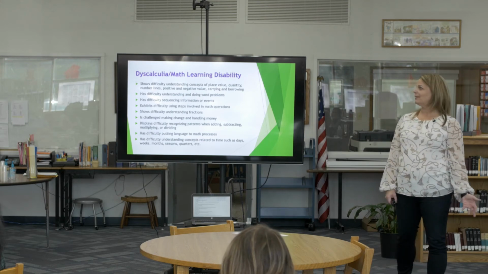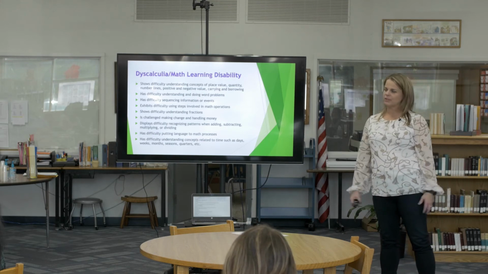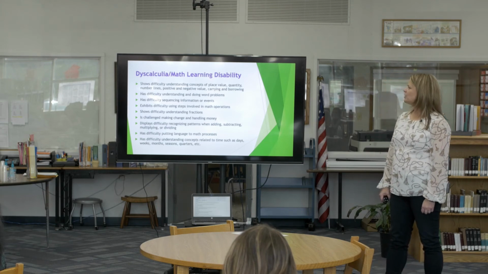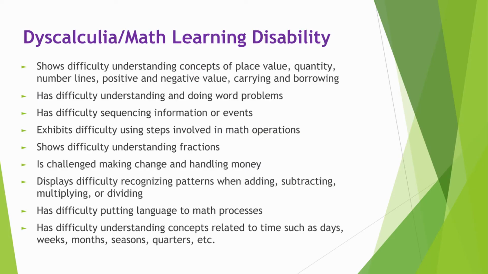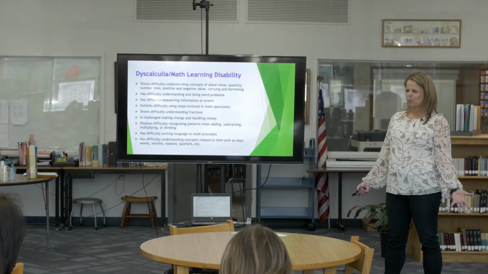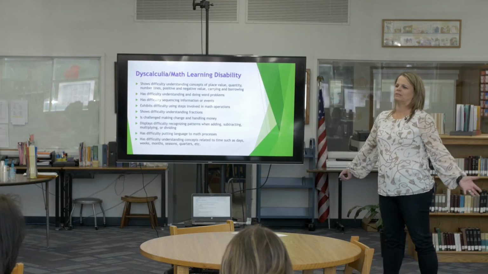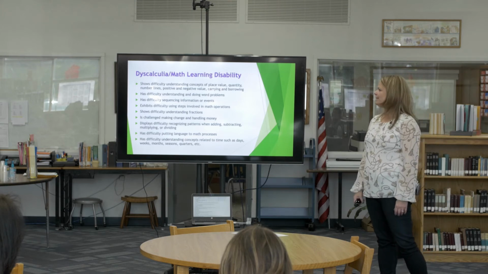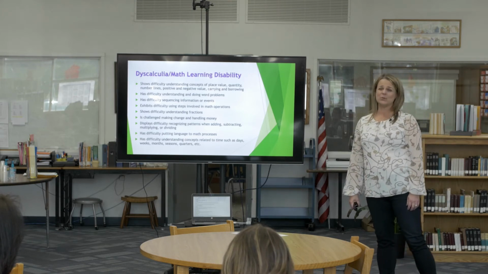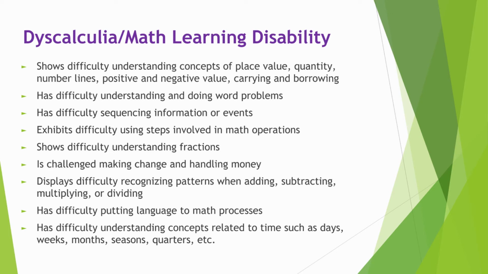So when we talk about dyscalculia, which is a type of math learning disability, we talk about kids who struggle to understand place value. They don't know how to work the number line. Positive and negative numbers make zero sense, and carrying and borrowing, well, if you don't understand place value, then carrying and borrowing, you won't get. Word problems blow their mind. And it's that language of math. They just want to take the numbers and add them because they can't figure out what the problem's asking them to do. They struggle to sequence numbers, but also events.